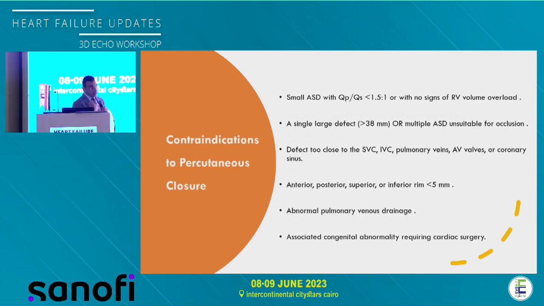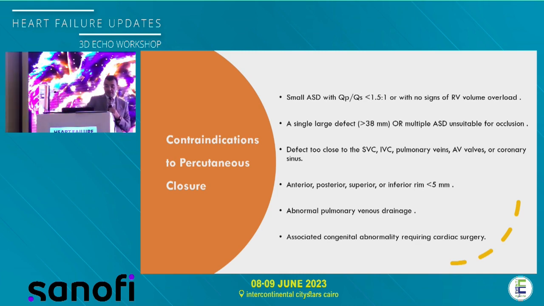So what are the contraindications to the percutaneous closure? Small ASDs with QP/QS less than 1.5, single large defect over 38 millimeter, because no device will adapt to this and will have a very high risk of embolization and erosion. Defect is too close to the SVC or IVC, which means deficient rims. Abnormal pulmonary venous drainage or associated other congenital anomalies.